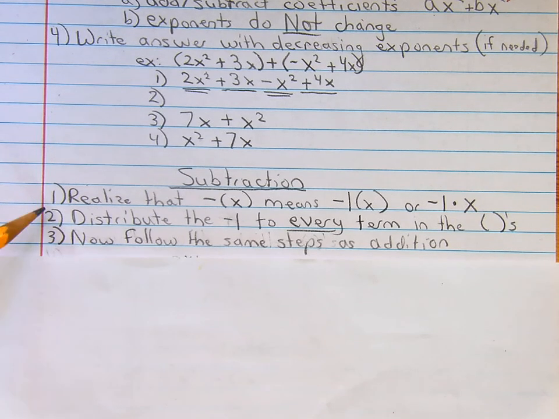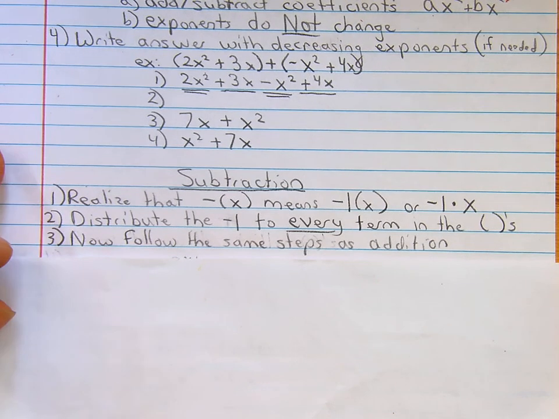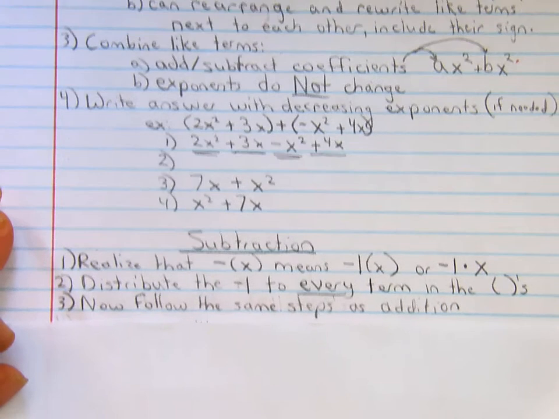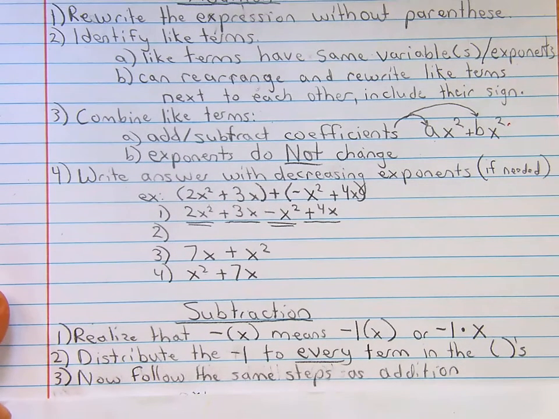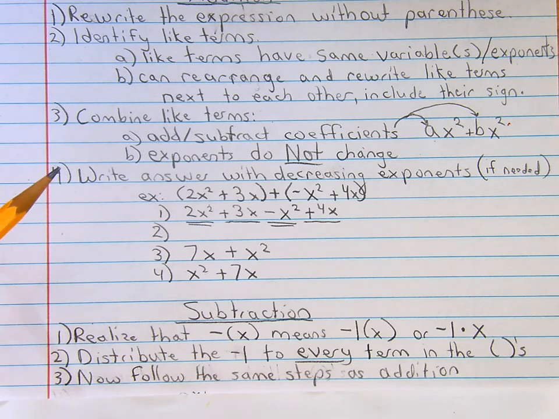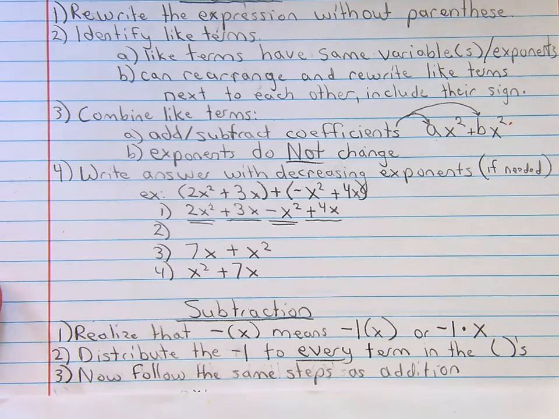Once you have done that, step 3 is to follow the same steps as addition. So that is it. Subtraction is different from addition by adding these 2 extra steps at the very beginning, which is recognizing that you're multiplying by negative 1, and then multiplying everything by negative 1. After that, you're just going to go back to rewriting the expression without parentheses. You're going to identify your like terms. You're going to combine those like terms, and if need be, you are going to rewrite it with decreasing exponents.